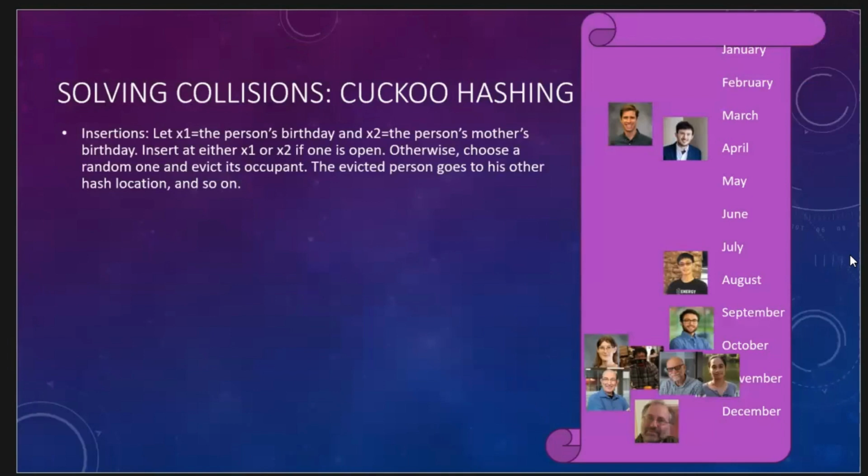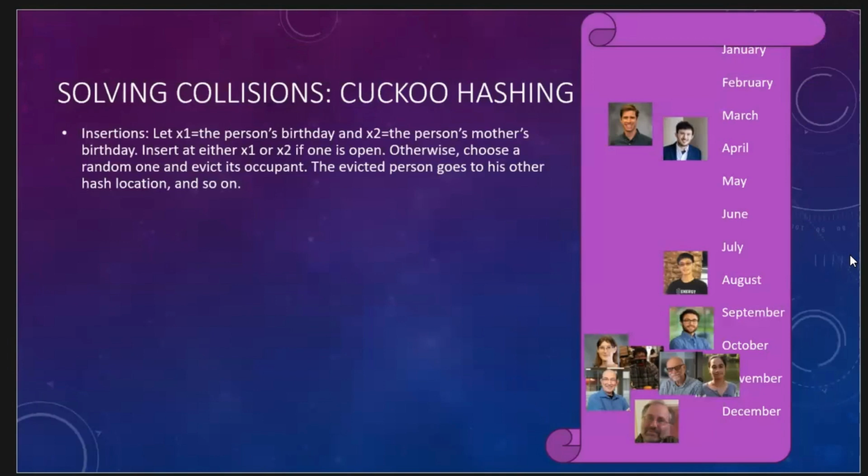Instead of one hash function, we have two hash functions. Say one is the person's birthday and one is the person's mother's birthday, which is probably uncorrelated to their own birthday. For instance, Noah's mother's birthday. So there are two hash functions, two possible slots you can insert it in.